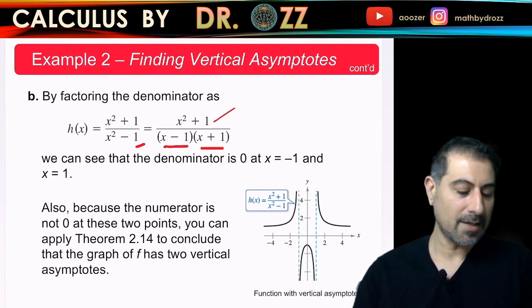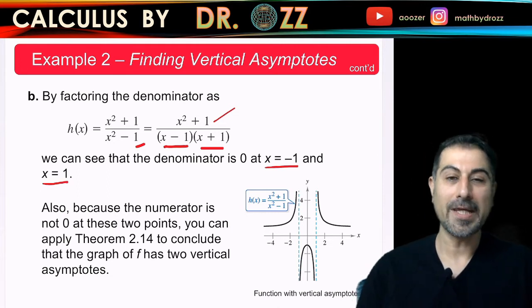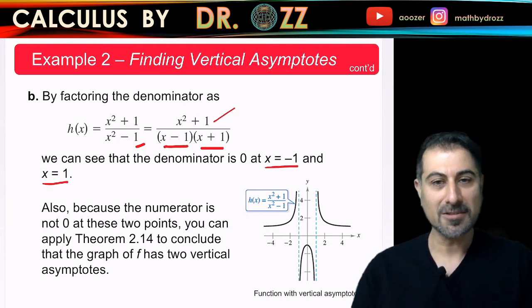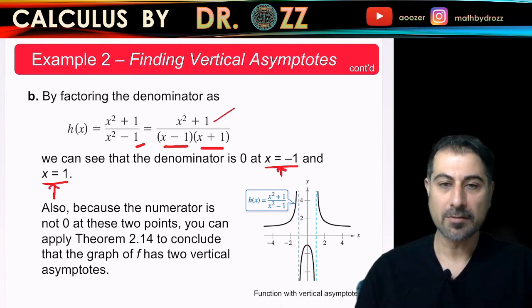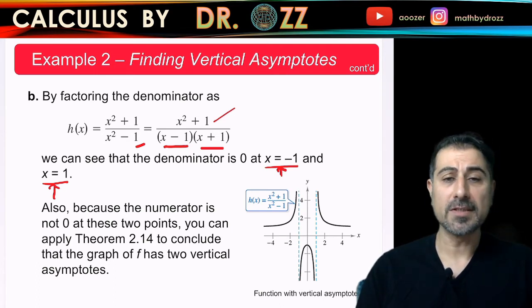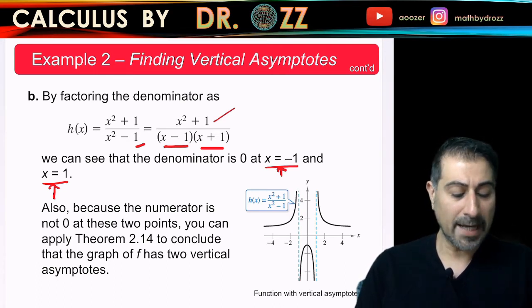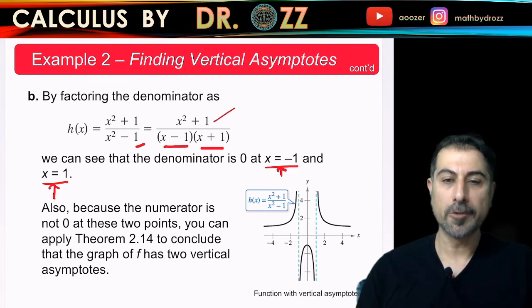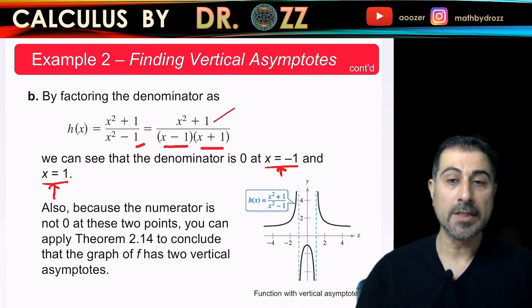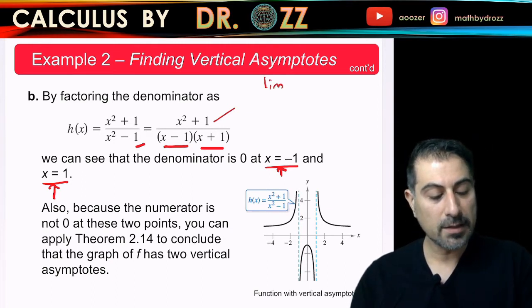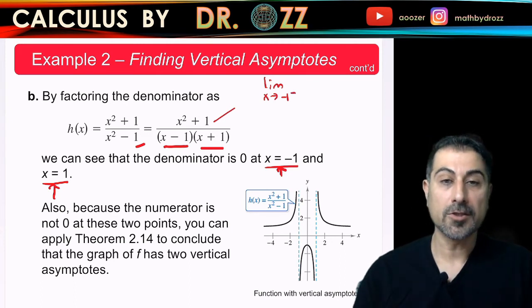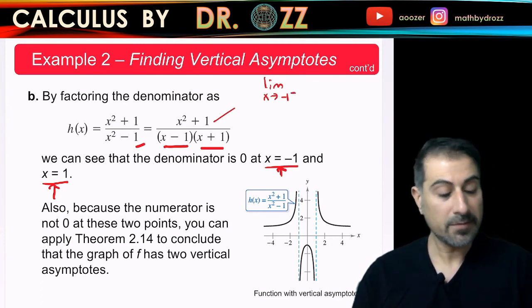We can easily see that x equals minus 1 and x equals 1 make the denominator 0, but not the numerator, because at those values the numerator x squared plus 1 is non-zero. And by looking at the graph of this function, you can easily see that x equals minus 1 and 1 are good vertical asymptotes. To solidify that, you should look at the left and right limits at these 2 points. So you're going to, in fact, look at 4 limits. One is the limit of the function as x approaches minus 1 from the left, and the other one is x approaching minus 1 from the right.